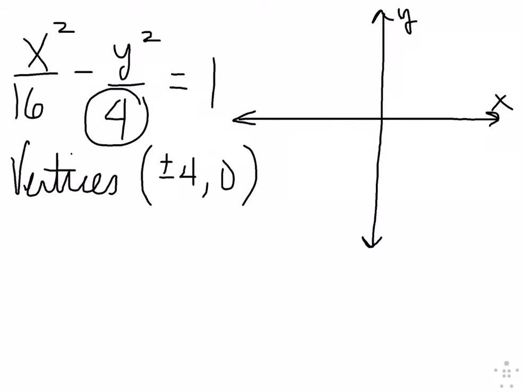Okay. Since the vertices were on the x-axis, I'm going to go over 1, 2, 3, 4, and 1, 2, 3, 4. And then the other ones are kind of like co-vertices like we had yesterday for ellipses. Just we're not going to connect them with anything. Okay? I have to go up 1, 2, and down 1, 2.